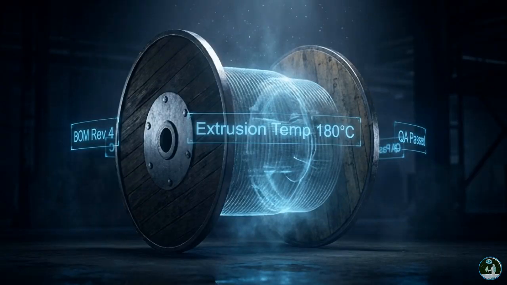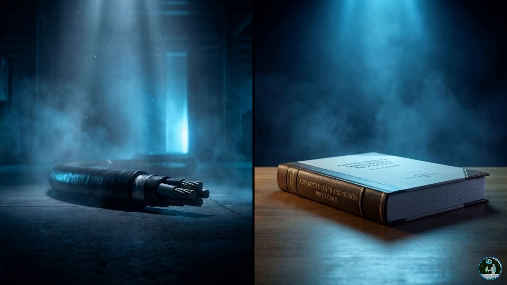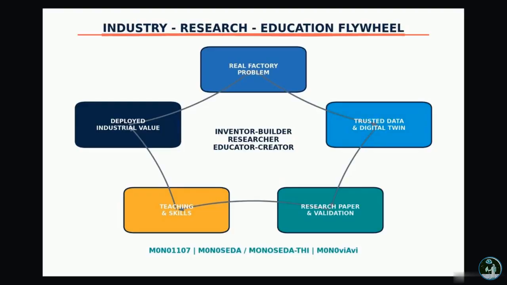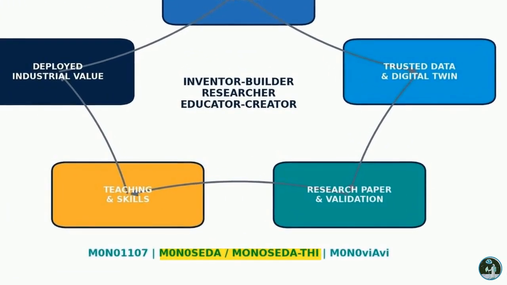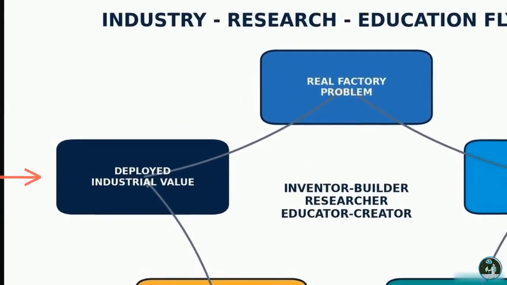For Dr. Nuruddin, this ecosystem produces 2 distinct outputs: heavy industrial cables, and validated academic knowledge. This diagram maps the process. Real factory anomalies are extracted as trusted data, forming the basis for published academic research, like M0N0 SEDATHI and M0N0 1107. Following the loop back around, insights from this research, like M0N0 VAVI, feed directly back into the factory ecosystem to improve industrial solutions.